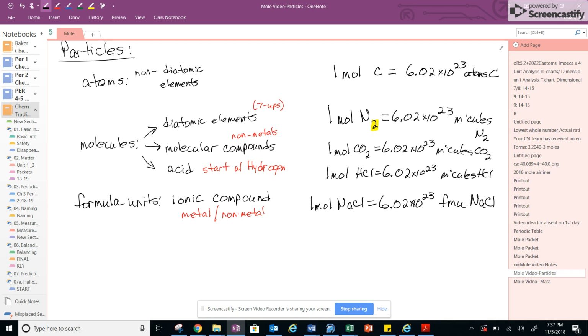Okay, so if I have 1 mole of anything, I have 6.02 times 10 to the 23rd of those anythings. And I just need to know, I don't call any of these chemical substances just particles. I need to know when it's appropriate to use atom versus molecule versus formula unit.